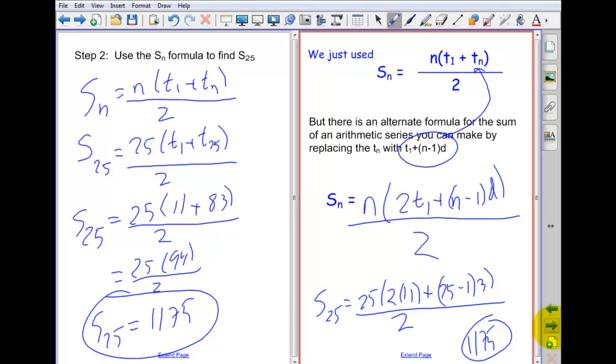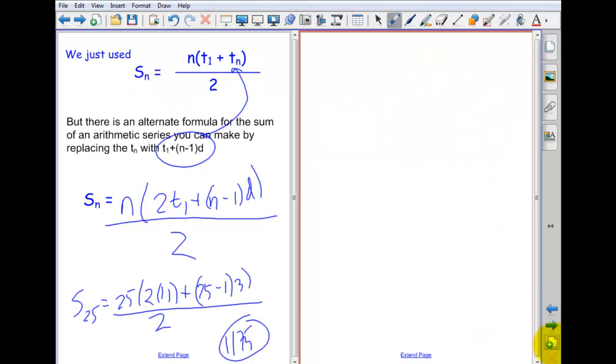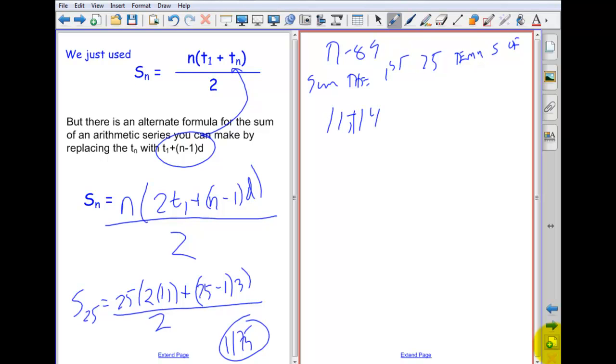Now, just because you're in a special class, let me show you another trick. Okay? The TI-89 trick. What was our original question? It said, sum the first 25, right? Of, what was it? 11, 14, 17, 20, plus. And that's it. That's all you have, right? Here's how you can trick the calculator into doing all this hard work for you. Are you ready? I don't know if this is going to work.